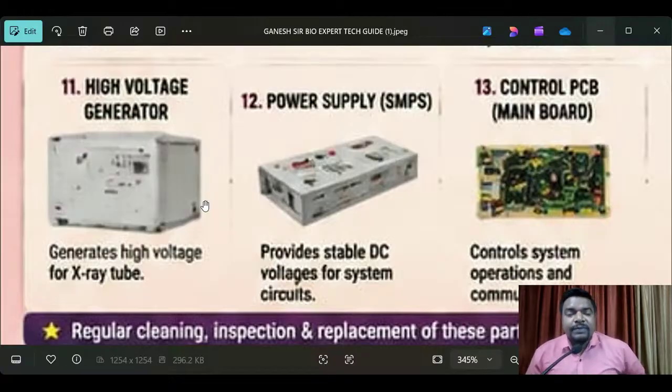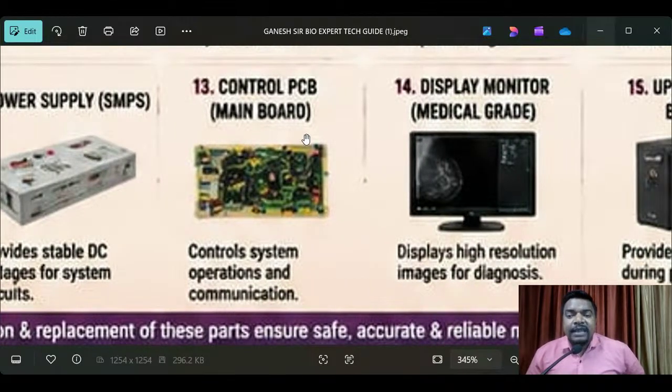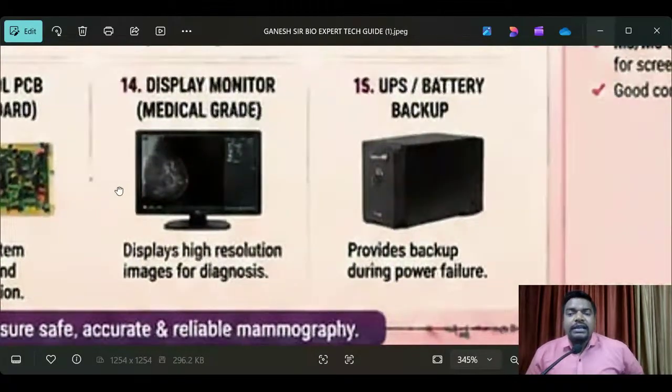Okay, because of dependent companies, make and model, it is going to change. Now 12 points here, power supply SMPS, provides stable DC voltages for system circuits. And now 13 points here, control PCB mainboard, controls system operations and communications. And see here, display monitor, medical grade, displays high resolution images for diagnosis.